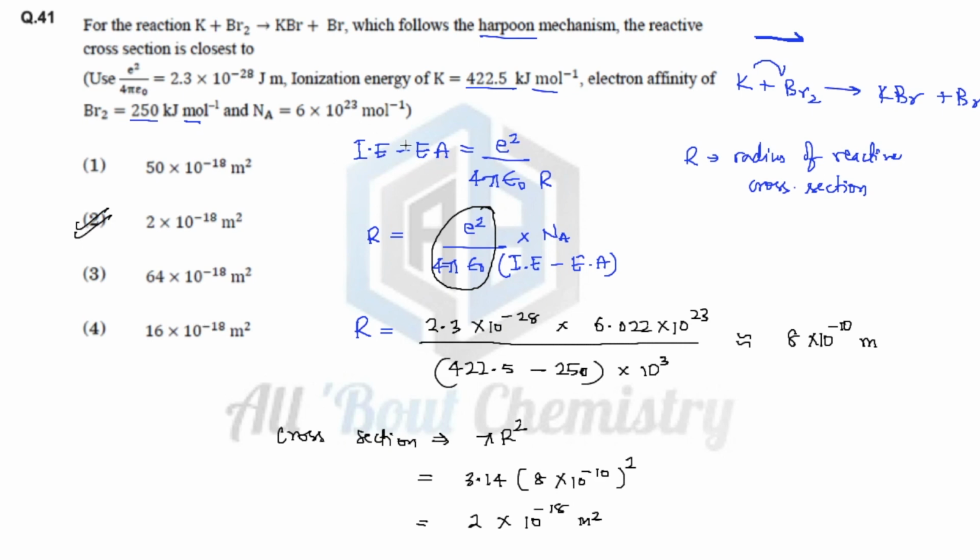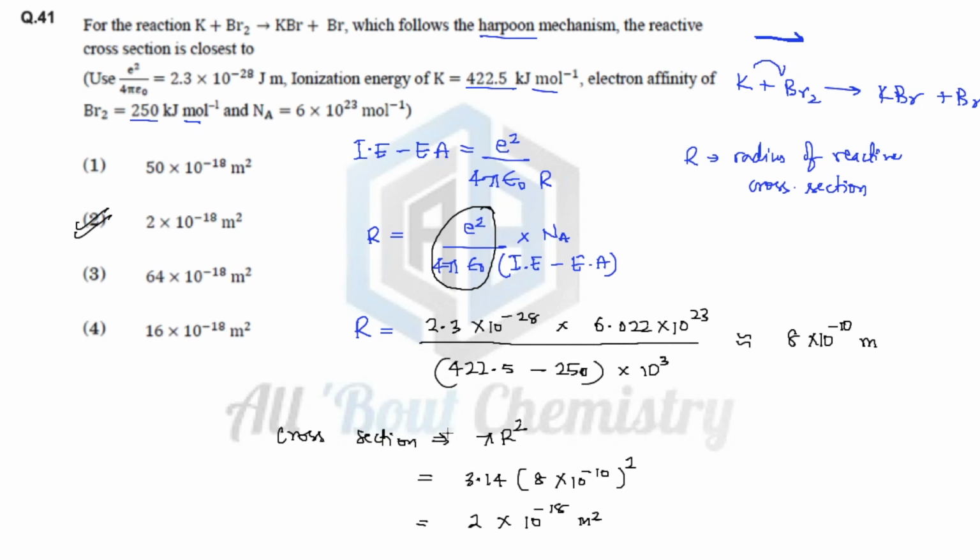It is just based upon the mechanism. You should know what is happening. So potassium will react with bromine. Because bromine is accepting electron, the electron affinity of bromine is used. Potassium is giving electron, so the ionization energy of potassium will be used. So that's why ionization energy minus electron affinity is going to be the total energy required for the reaction, and that will be equal to e square upon 4 pi epsilon naught R. So we have just substituted the values, calculated the value of R, then put it in the cross section formula to get the final answer. So this is how we have to solve this question.